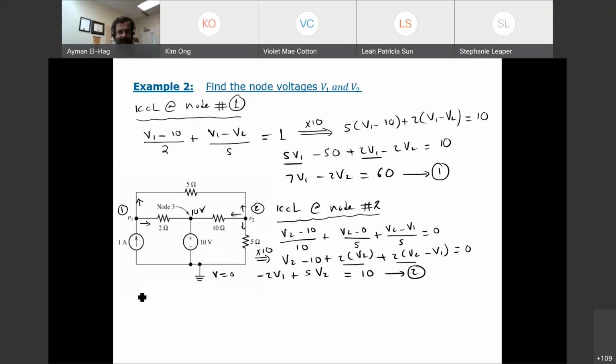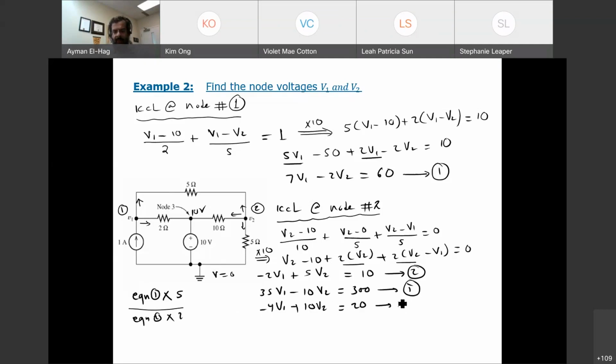So what if I multiply equation number 1 times 5? So this becomes 35V1 minus 10V2 equal to 300. So this is equation 1 prime. And then equation number 2, I will multiply it times 2. So this becomes minus 4V1 plus 10V2 equal to 20. And this is my 2 prime.